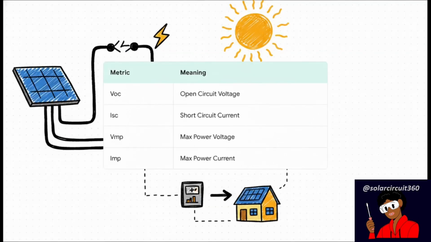So basically, there are 4 key metrics you'll always see that give us the complete picture of how a solar panel behaves. We have VOC, which stands for open circuit voltage. Then there's ISC, or short circuit current. And then we have VMP, your maximum power voltage, and IMP, your maximum power current. These 4 metrics really work together as a team to tell you the panel's full story.